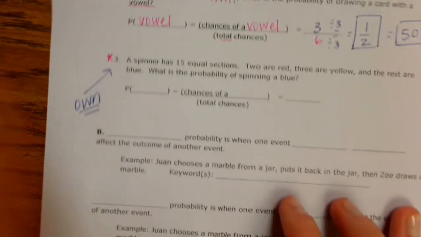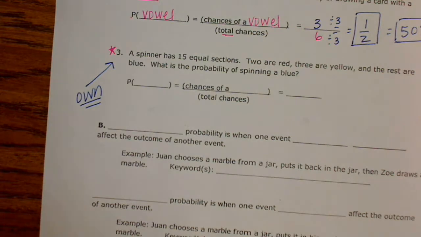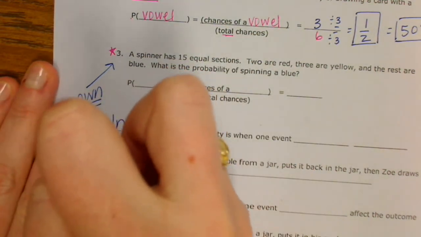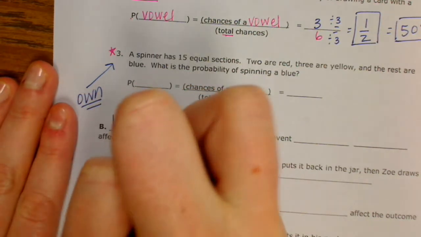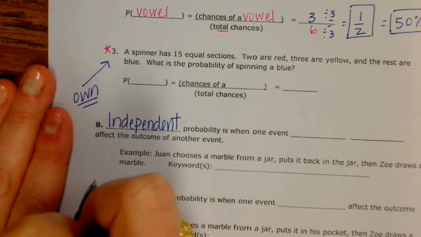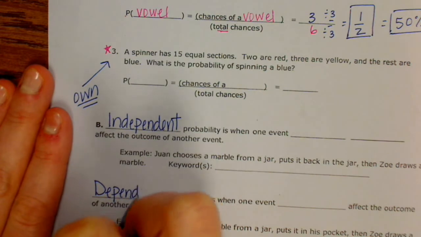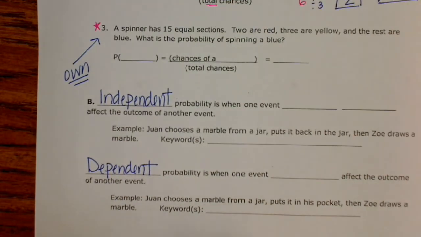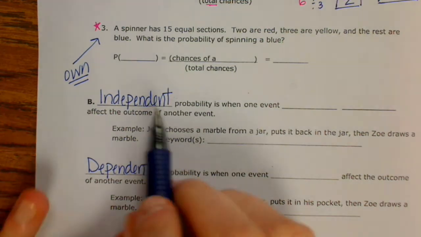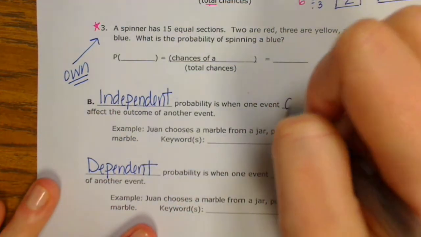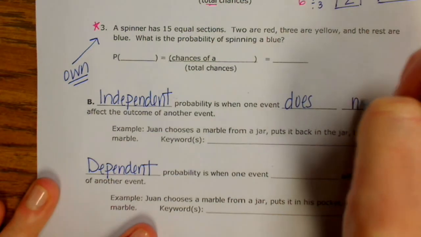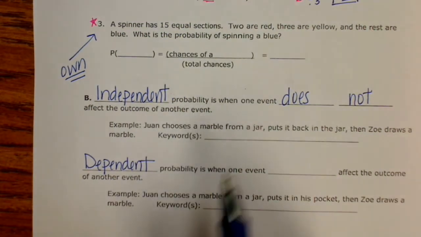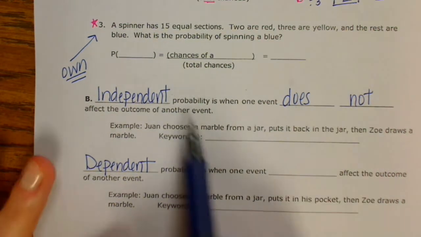Okay, now we're going on to part B. Part B is going to talk about a couple different kinds of probability. So we have independent probability, and then down here we have dependent probability. Independent probability is when one event does not affect the outcome of another event.